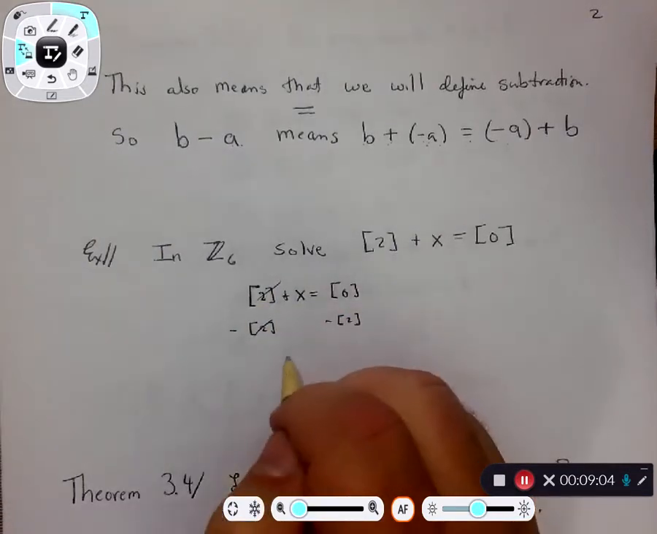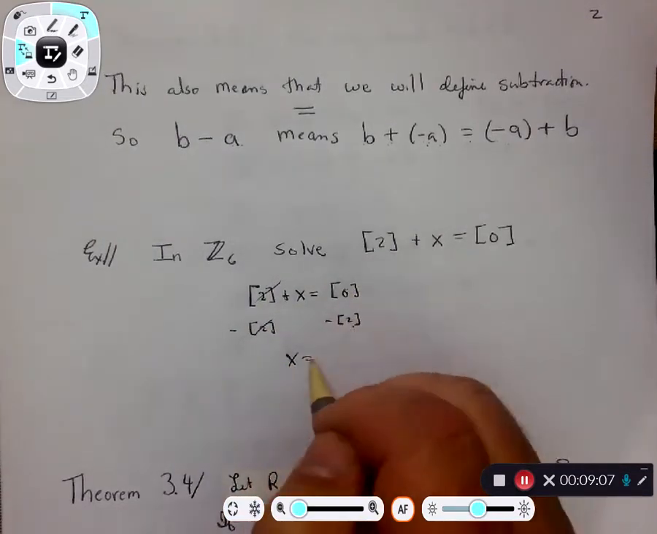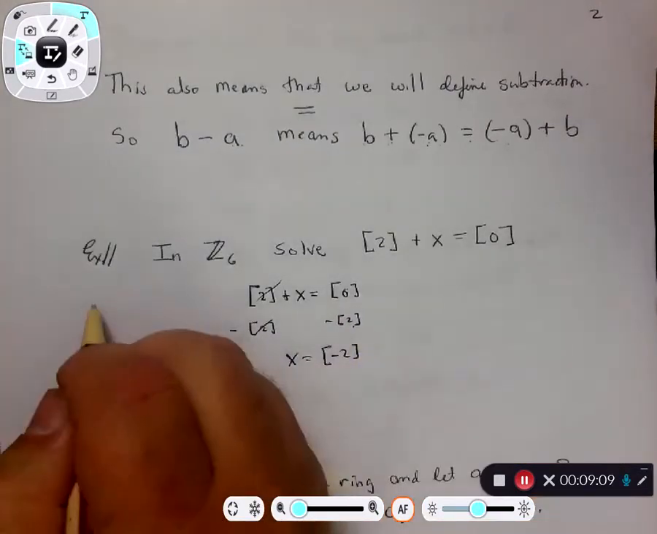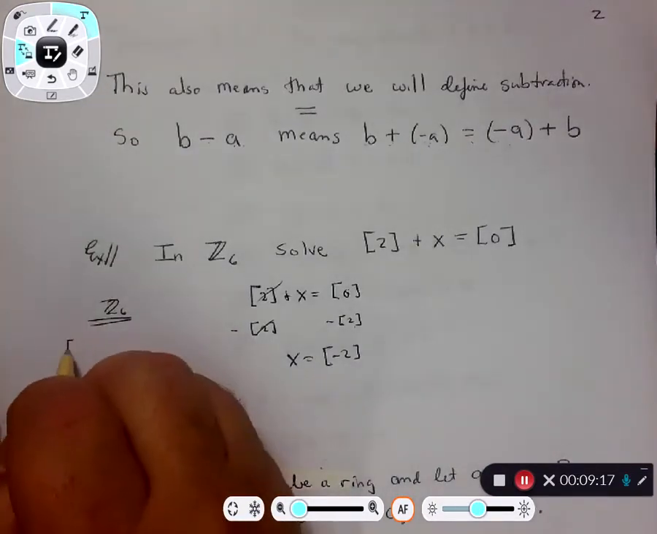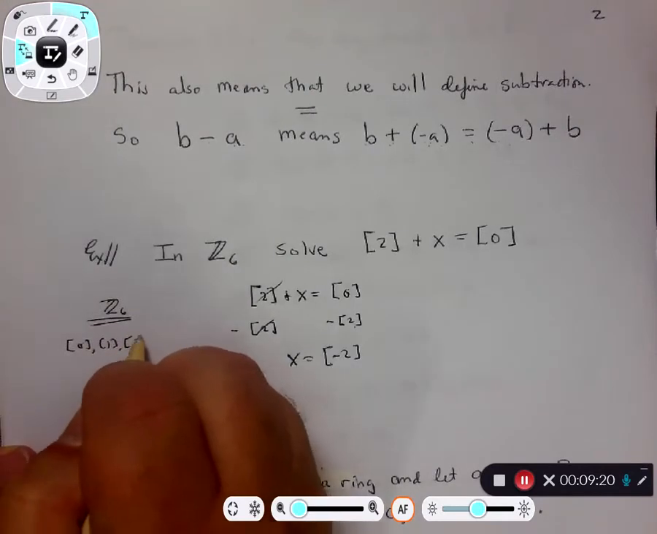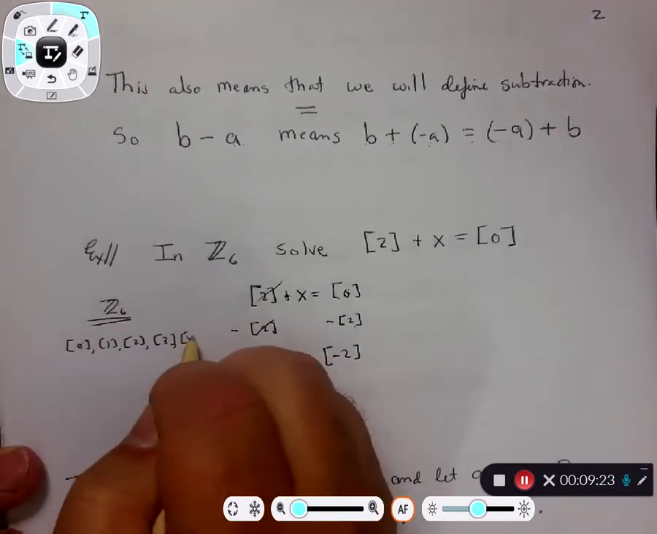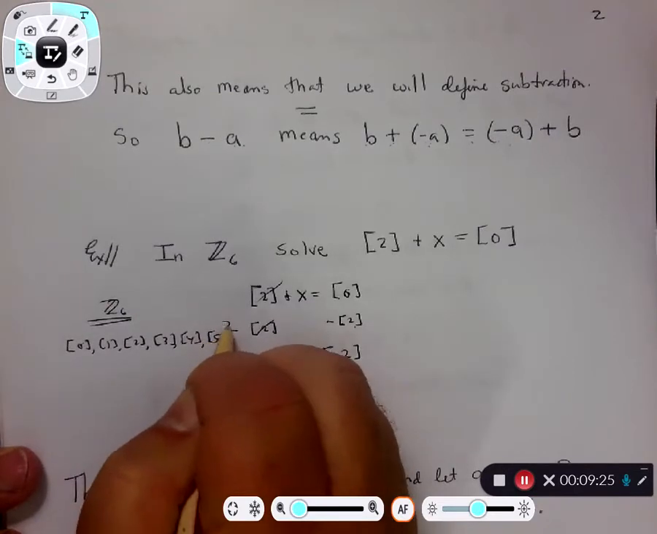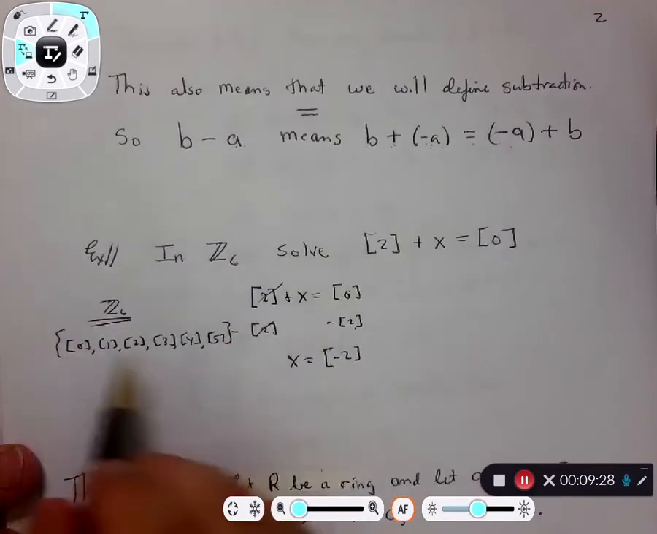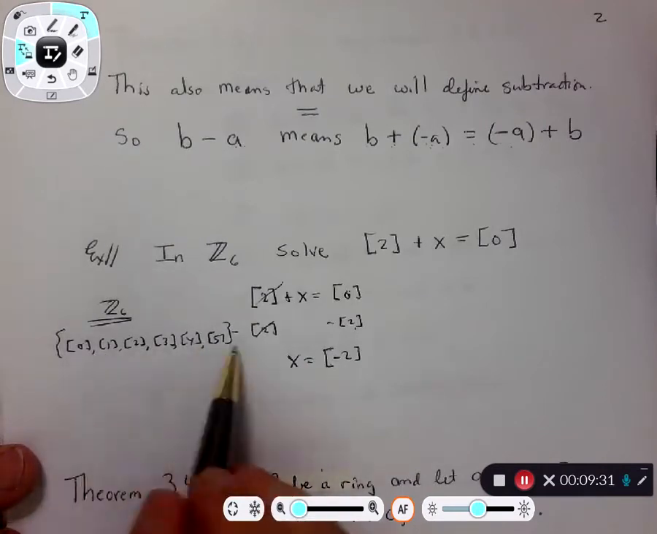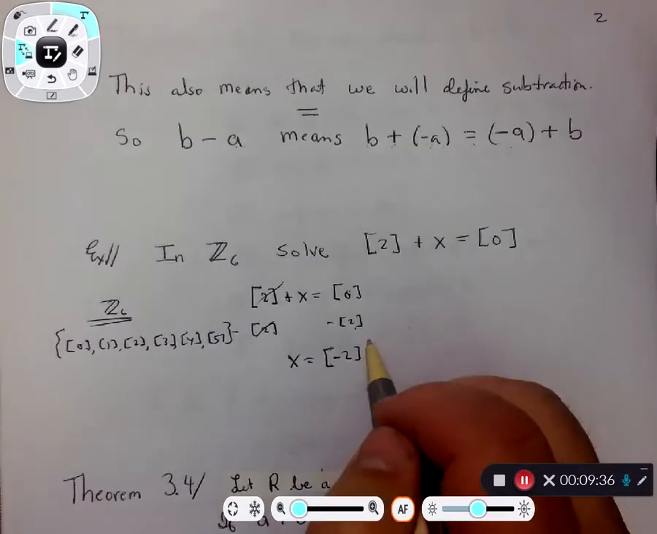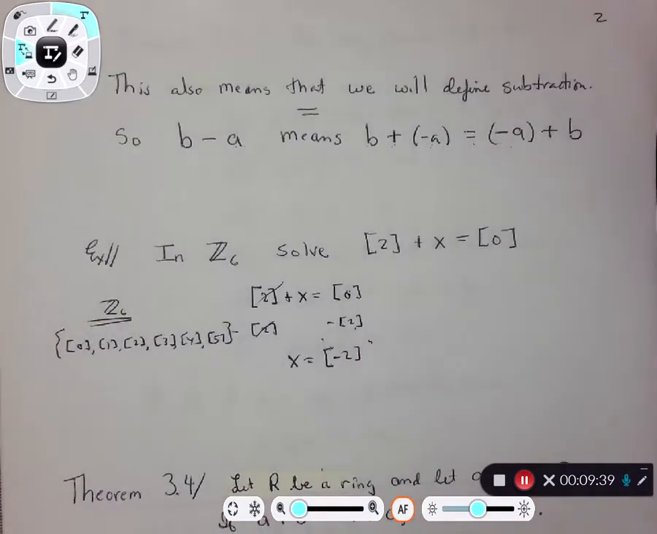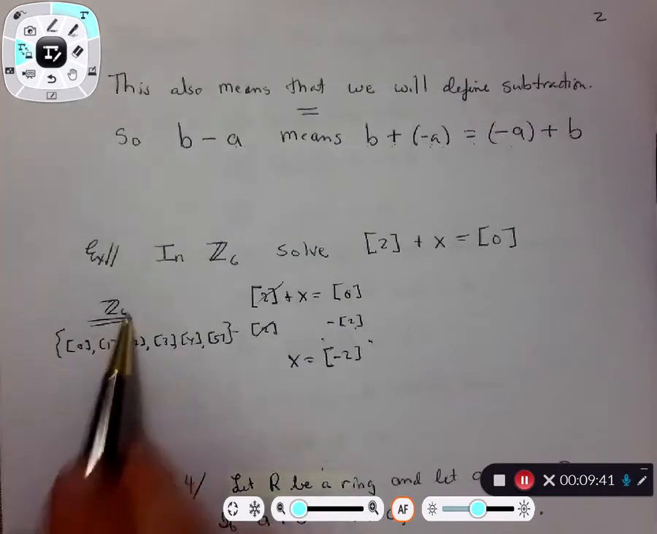This cancels, so x is equal to, and 0 minus 2 would be negative 2, but this is in Z6. And just to remind you, in Z6, the elements that you're allowed to have, because this is a finite ring, is 0 through 5. 0, 1, 2, 3, 4, and 5. These are the only elements you're allowed to have. And equivalence class negative 2 is not in here. So in Z6, you've got to put it back inside the set. So even though this is the quote negative element here, you got to make sure it's written the right way for whatever ring you're having to play with.